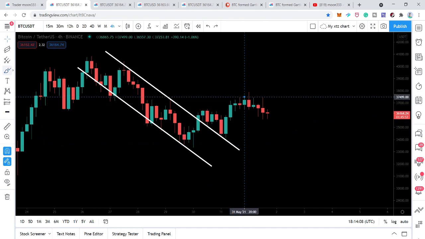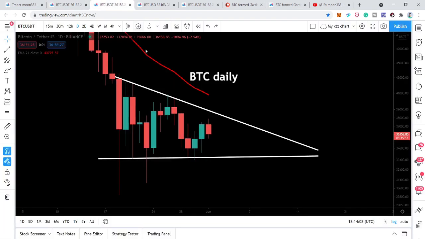Now at the same time, we have already witnessed that the price action of Bitcoin is moving in this descending triangle on the daily time frame chart as well. Previously I was looking at this pattern on the 12-hour chart. Now we have a big number of candlesticks moving in this pattern. Therefore now I'm just looking at this pattern on the daily time frame chart.